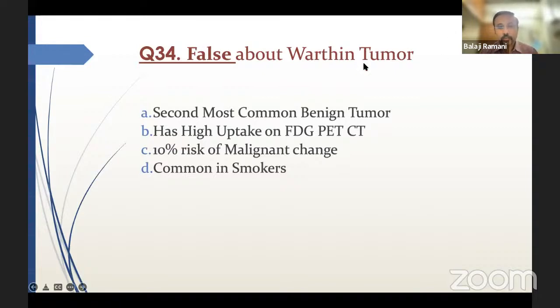So it is the second most common benign tumor of the salivary glands. Characteristically, it will have a very high uptake on your FDG PET. The only thing we have to do is, in a patient who has got a FDG PET uptake, rule out a secondary which has gone to the parotid glands. So once you have ruled out the secondary, what is the management for your Warthin's tumor? How do you manage a Warthin's tumor?